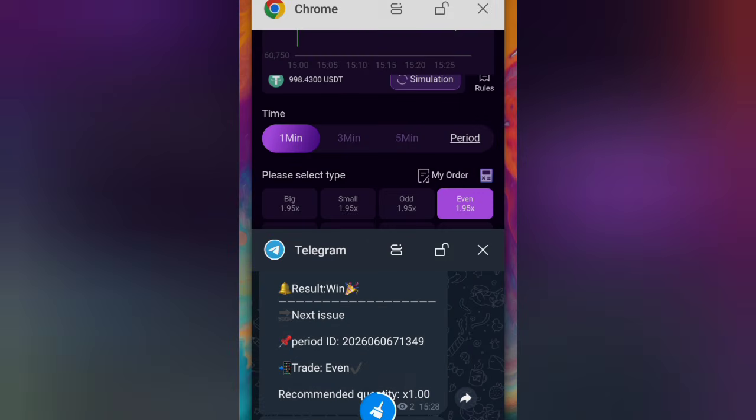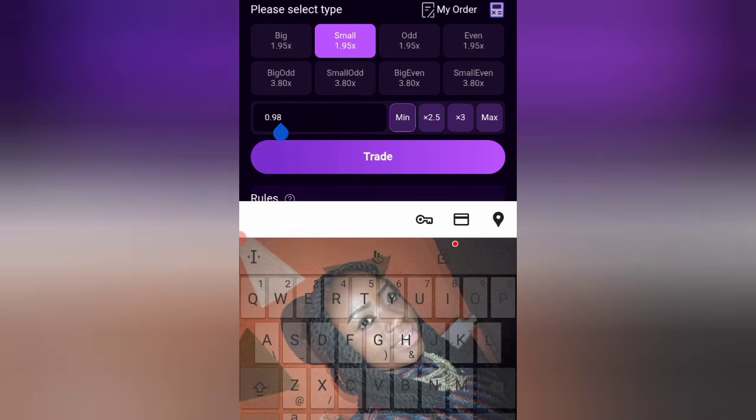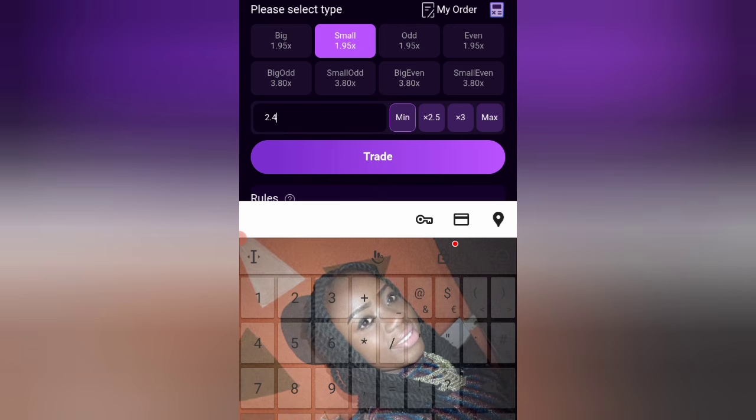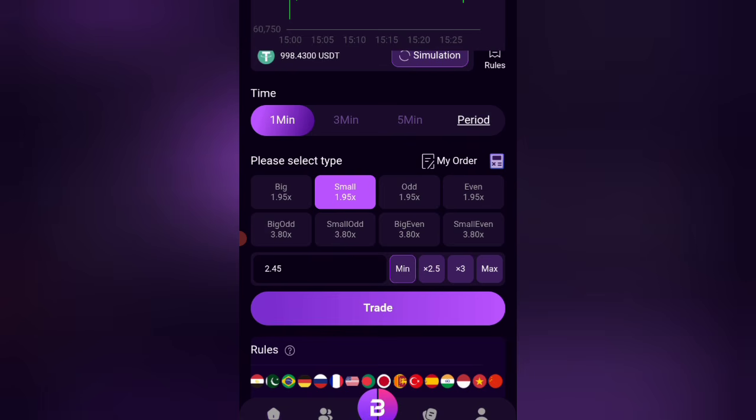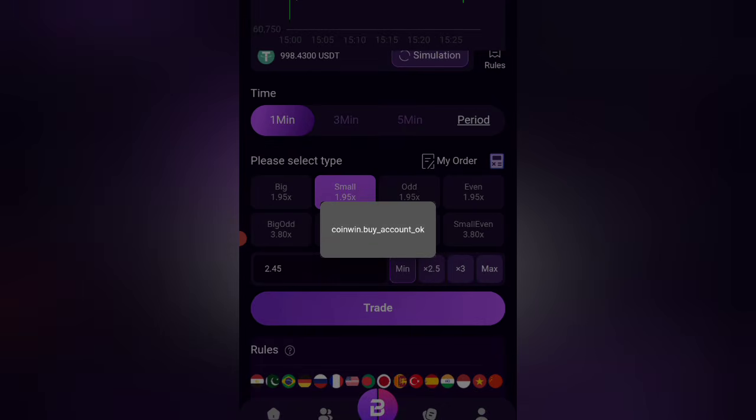So now, what's the next one? Small. Now they said we should trade small. And I'll move forward to 2.45, which was the second on the list of the calculator recommendation. So that's how it works.